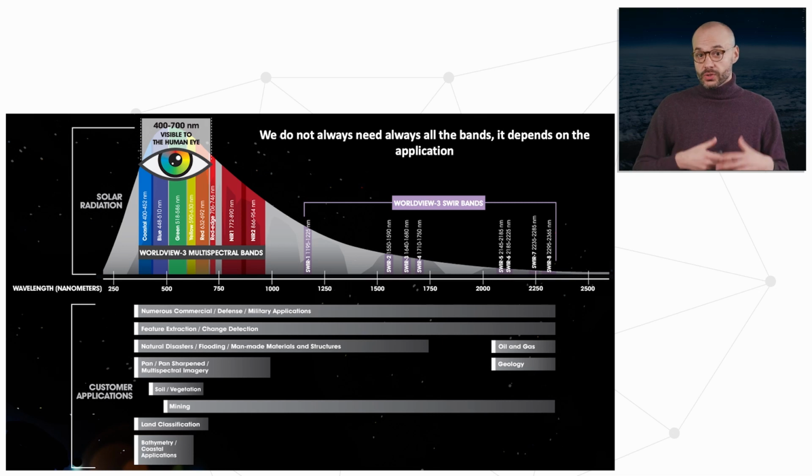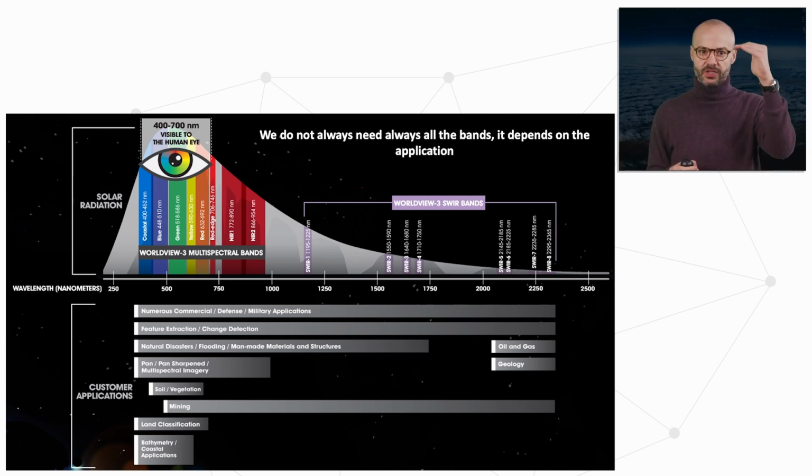Now, we do not always need all the bands. It actually depends on the application. We see this example from a commercial sensor called WorldView. Again, we see all the bands in the spectrum, the visible part in the middle, and the non-visible, which is the rest, near infrared and shortwave infrared.